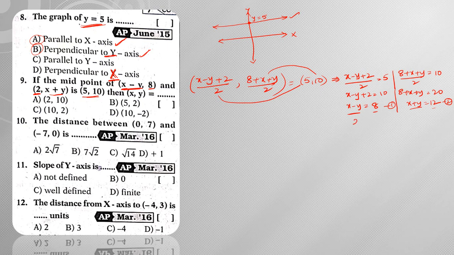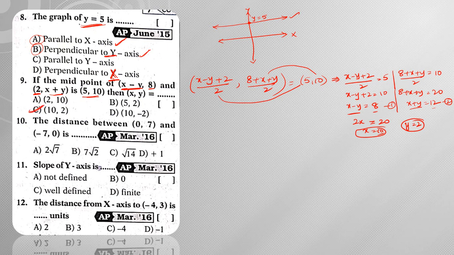On adding 1 and 2, what I am going to get is 2x is equal to 8 plus 12, which is 20. From this, x is equal to 10. If x is equal to 10, then automatically y is equal to 2. Hence the point is 10 comma 2. Hence option C will be my answer.